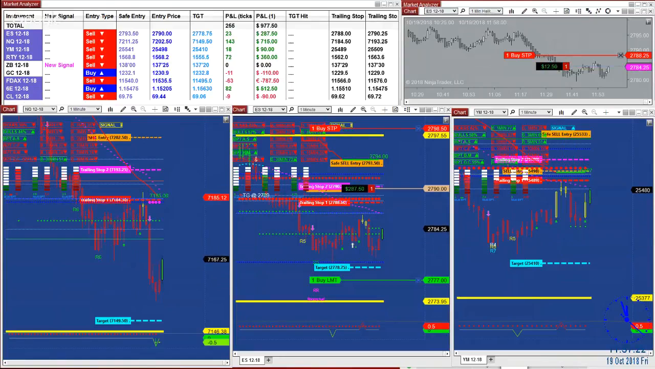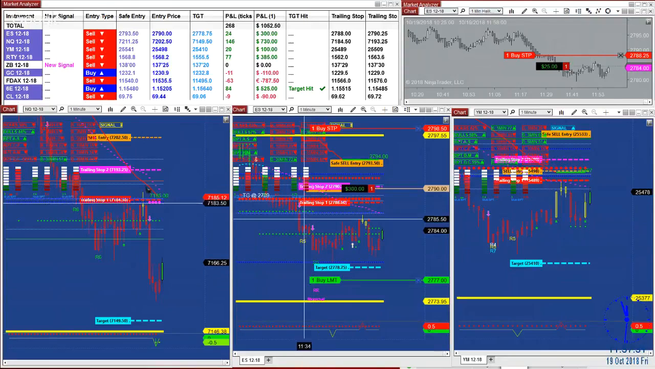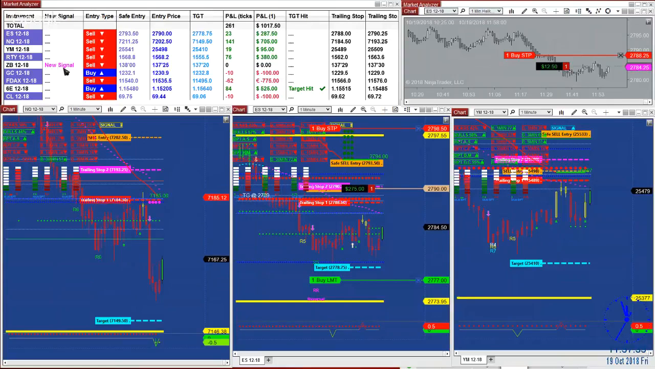Pull back again. There is a new signal on the 30-year Treasury bond. Short. That means the ES is going to go up, folks. That's it. The party is over.